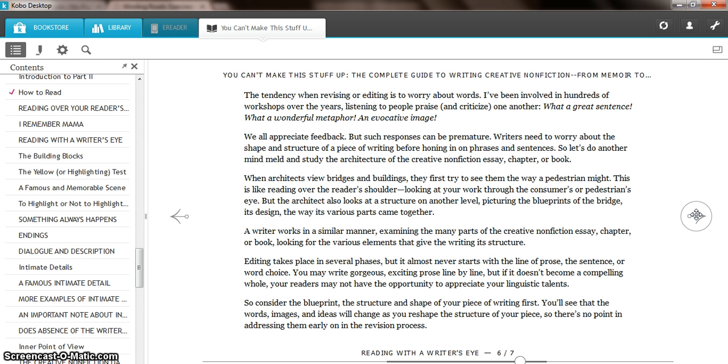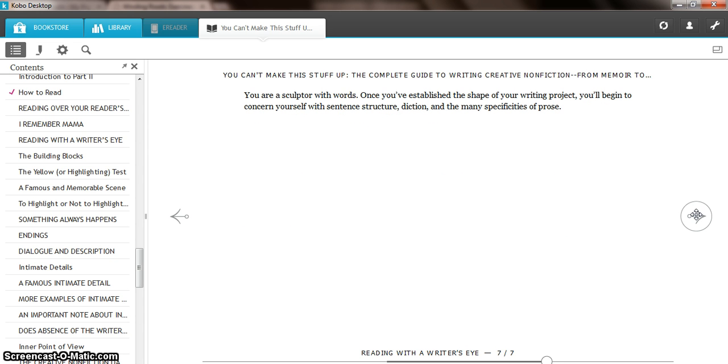You'll see that the words, images, and ideas will change as you reshape the structure of your piece, so there's no point in addressing them early on in the revision process. You are the sculptor with words. Once you've established the shape of your writing project, you'll begin to concern yourself with sentence structure, diction, and the many specificities of prose. And that concludes this excerpt that I wanted to show you.